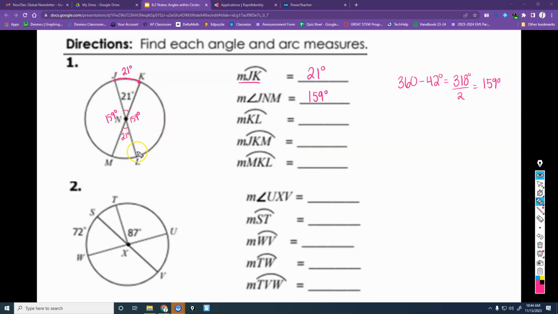Arc KL is going to have the same measure as its central angle, which would also be 159 degrees.